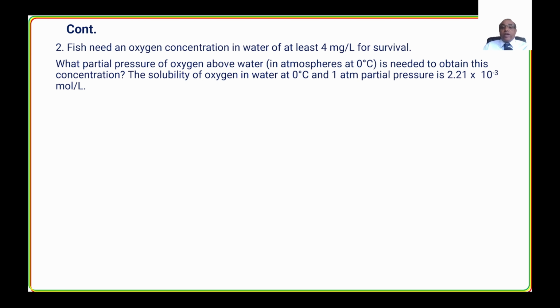So we are asked to find what partial pressure of oxygen is needed to attain 4 milligram per liter of oxygen in water at 0 degrees Celsius. One concentration is given, which is 2.21 times 10 to the power of minus 3 mole per liter. That concentration is achieved when the partial pressure of the gas is 1 atmosphere. So let's assign this as CG1 and PG1. The temperature is 0 degrees centigrade.